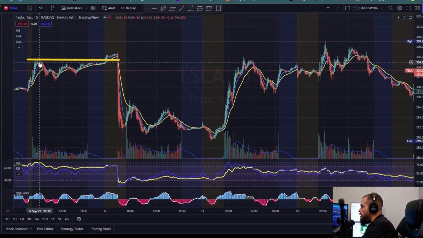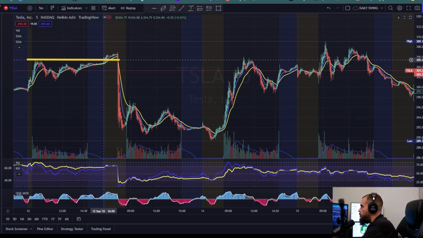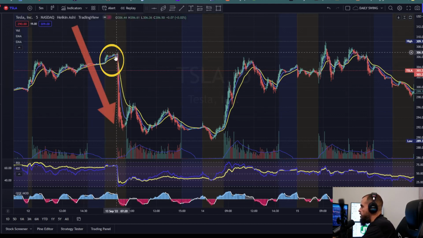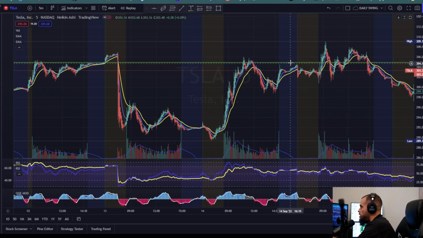So right here, it bounced here, didn't break, bounced here, didn't break, bounced here, didn't break, broke it here finally, but then rejected down. So this area right here is going to be extremely important to me. Here, it broke it briefly, couldn't stay above it. On this day, broke it, dropped below. So this is an important area.